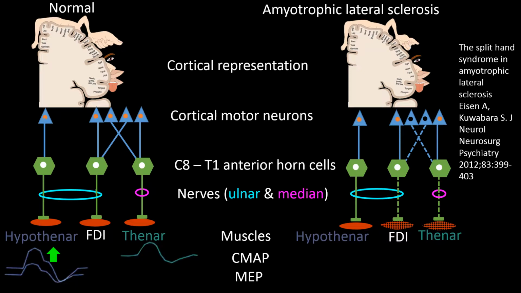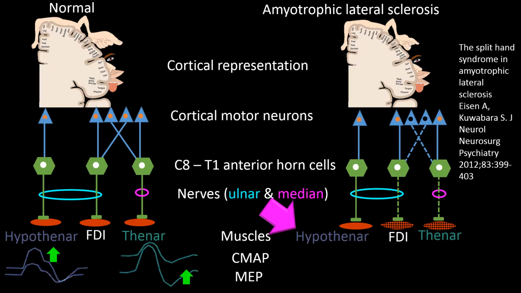I have now introduced the thenar muscle compound muscle action potential triggered by median nerve stimulation. And now the corresponding cortical potential, that is, the compound muscle action potential produced by magnetic stimulation of the cortex. Notice that in the thenar muscles, the cortical representation corresponding to the magnetic stimulation is larger than the compound muscle action potential triggered by nerve stimulation.